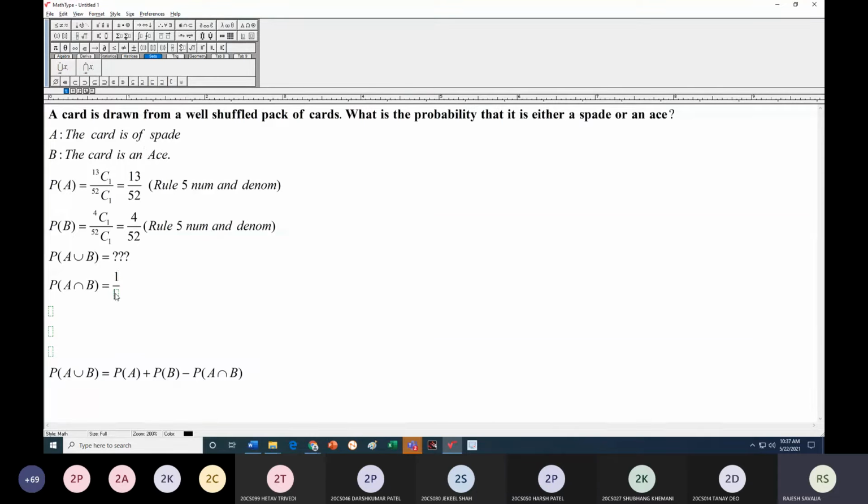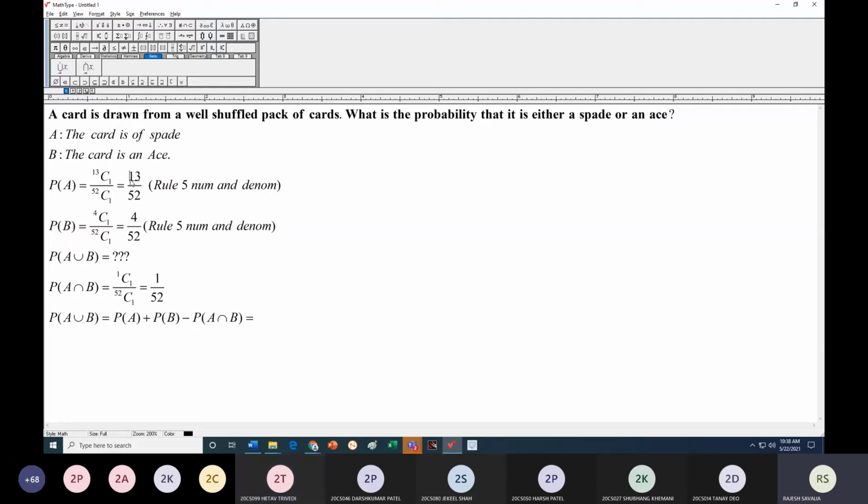Next, you are going to select one card out of 52. So 52 C 1, or you can write it like 1 C 1. So the numerator is 1, the denominator is 52. Again, we use rule number 5.